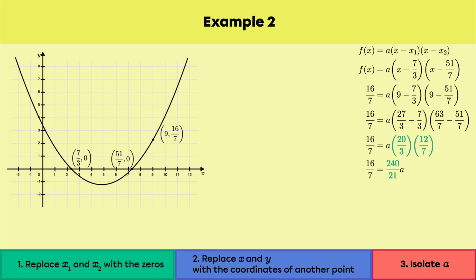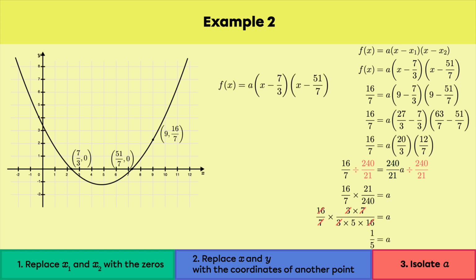To isolate a, divide by 240/21 on both sides. This is the same as multiplying 16/7 by 21/240. By simplifying the fraction to its lowest terms, we'll get a is equal to 1/5. Now just replace the value of a in the rule. So the rule of the function is f of x equals 1/5 times (x minus 7/3) times (x minus 51/7).